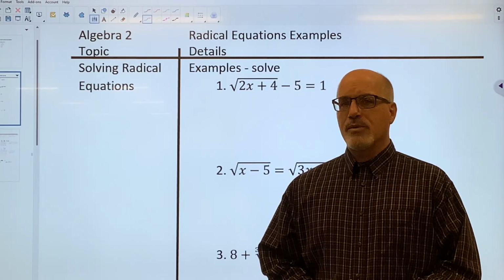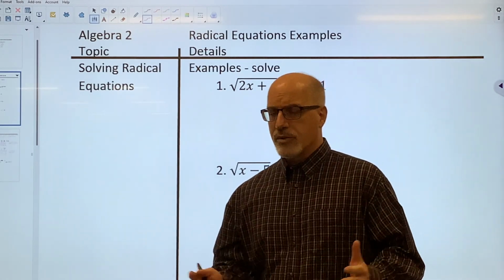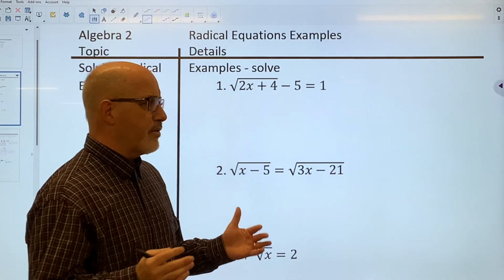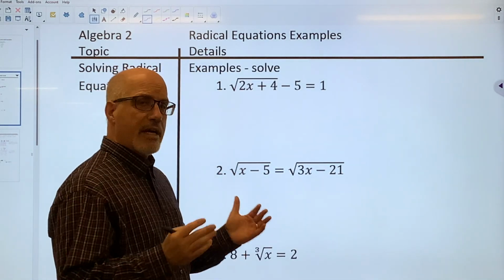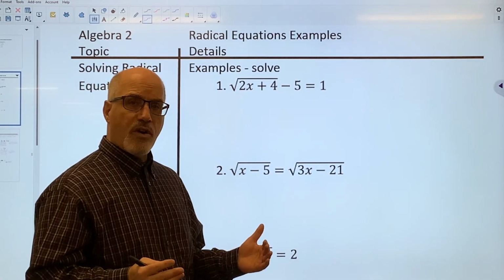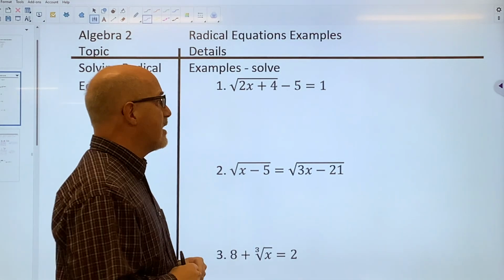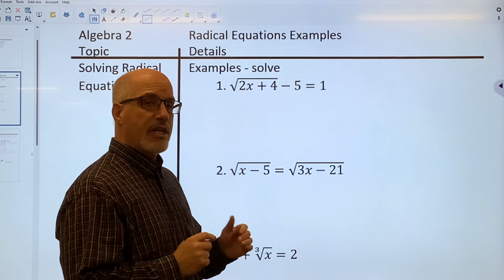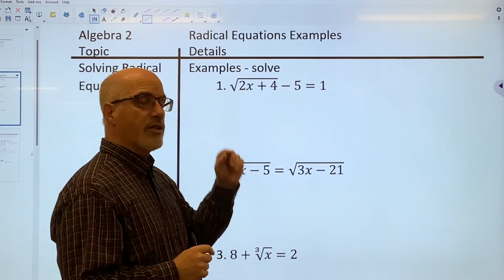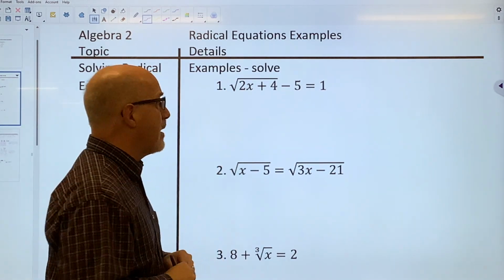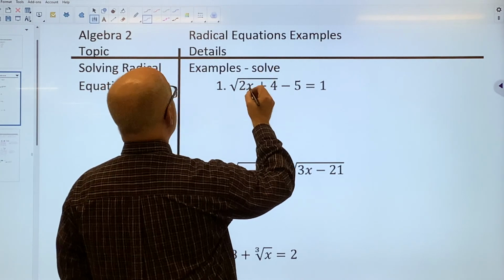Let's do some more examples of solving radical equations. So solving radical equations, remember we follow the steps that we've learned about: isolating the radical, solving by usually squaring both sides or cubing both sides, solving the resulting equation, and then checking your answer if the original index is even. So I'm going to add 5 to both sides to solve this one.